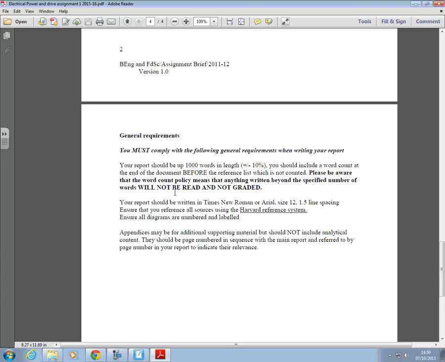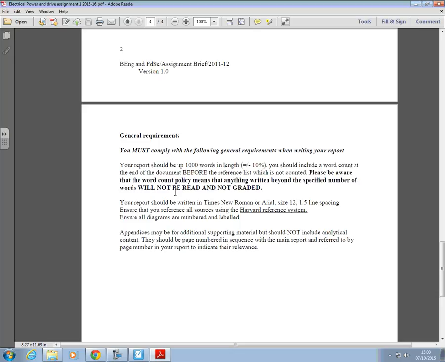What that effectively means is if you use 1,400 words and your conclusion at the end is 300 words, your conclusion ain't going to get read. That's going to severely affect your mark. Might even mean you get referred. Right, so there's no direct grading criteria on writing to a word count. It's just that part of your report won't get read if you go over. That's what the policy says.